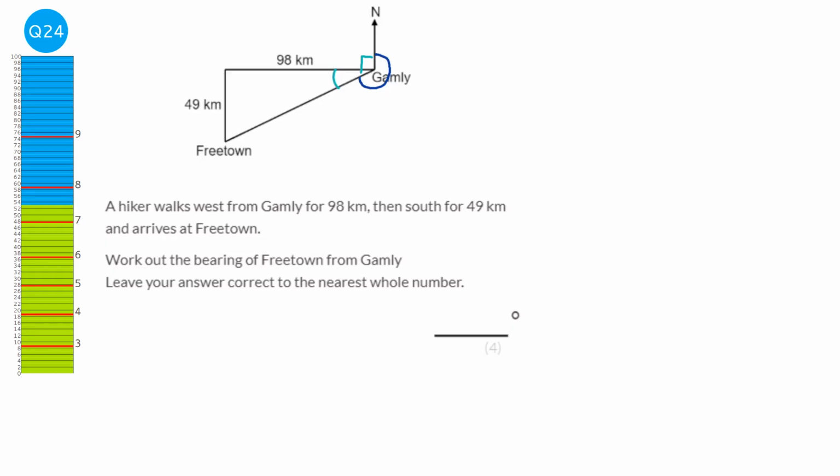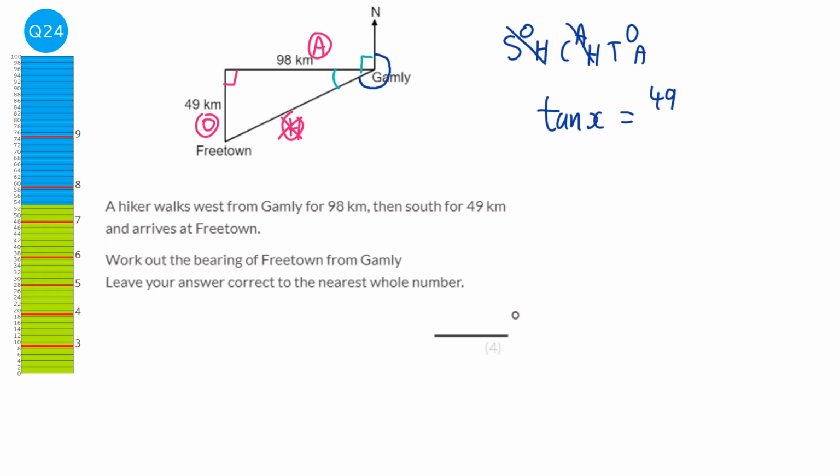So we're going to start by labelling the sides. Well, we've got 90 degrees here, we've got hypotenuse here, we've got the adjacent here next to the angle, and we've got the opposite, which is across from the marked angle. Here we're not using the hypotenuse, so we can cross that out. And we can do our SOHCAHTOA. And the only one that doesn't have the hypotenuse is TOA. And so we're doing tan x equals the opposite, which is 49 over 98.